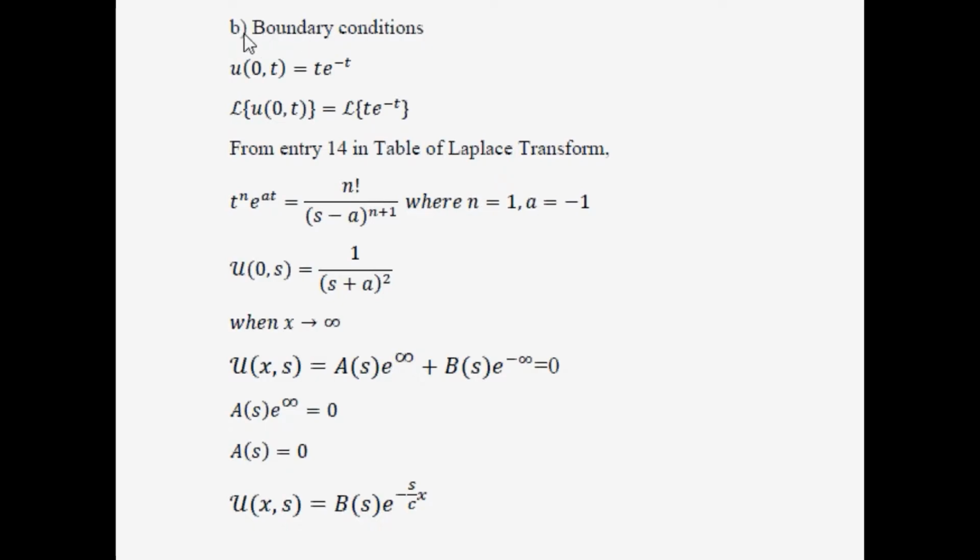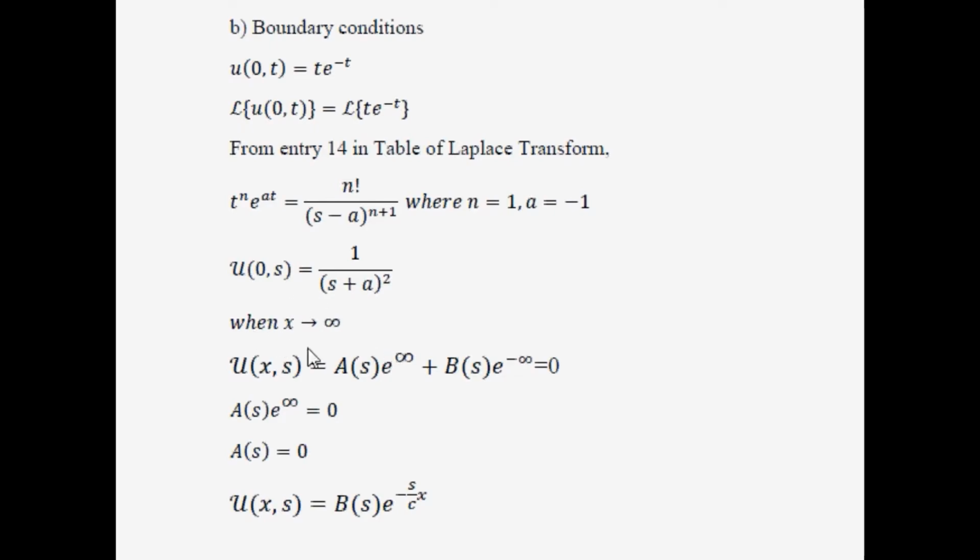For question 1b, boundary conditions, the question gives us u(0,t) equals t e to the power of negative t. So we Laplace transform both of them. From entry 14 in the table of Laplace transforms, t^n e^(at) equals this, where n equals 1, a equals negative 1. So we got U(0,s) equals 1 over (s plus 1) squared.